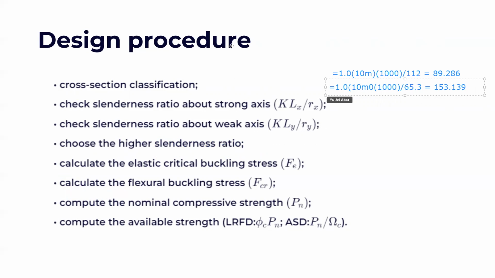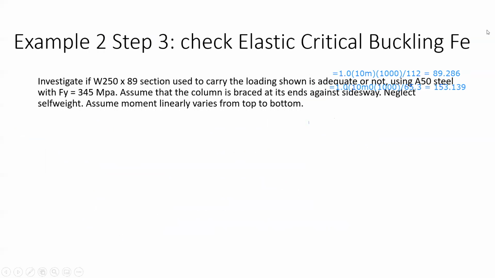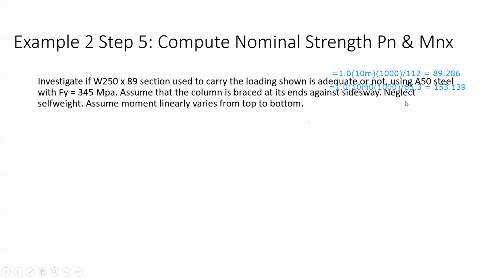calculating the elastic critical buckling. So we are done with cross-sectional classification. We are done checking the slenderness, done with the ratios, and we chose the largest. Our next step is to look for Fe. I'll erase this again, and let's now go to step number 3. Check the elastic buckling of Fe.